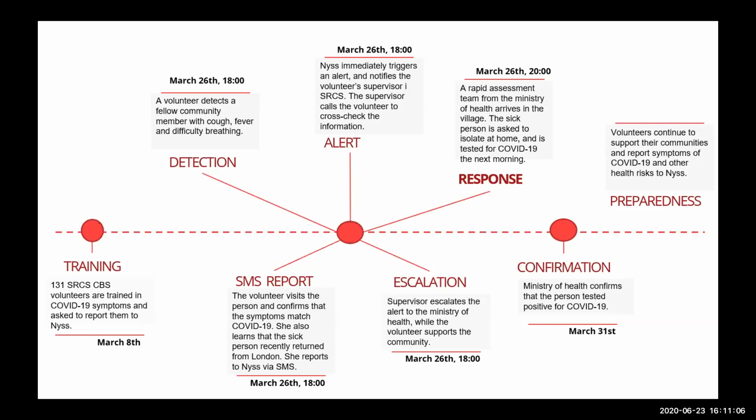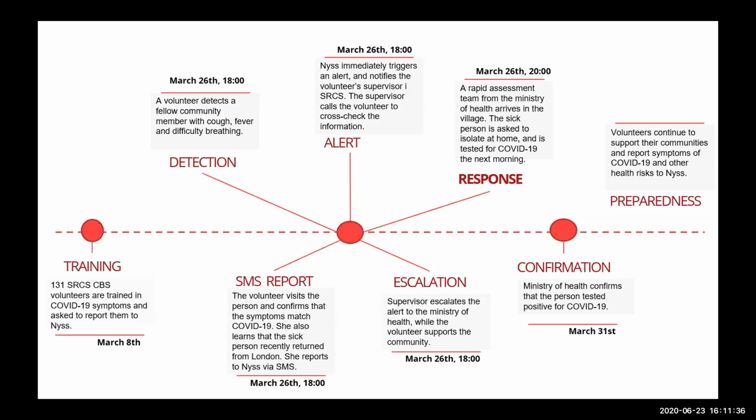And since then, the volunteers have continued to support their communities. They report symptoms and other health risks to NIS. And as mentioned earlier, about 36 alerts have been escalated to the Ministry of Health. So by having this sort of quick alert system from the volunteers, we're filling the gap in the surveillance, and we can ensure that response happens quickly, both at community level and from the Ministry of Health, thereby limiting community transmission.